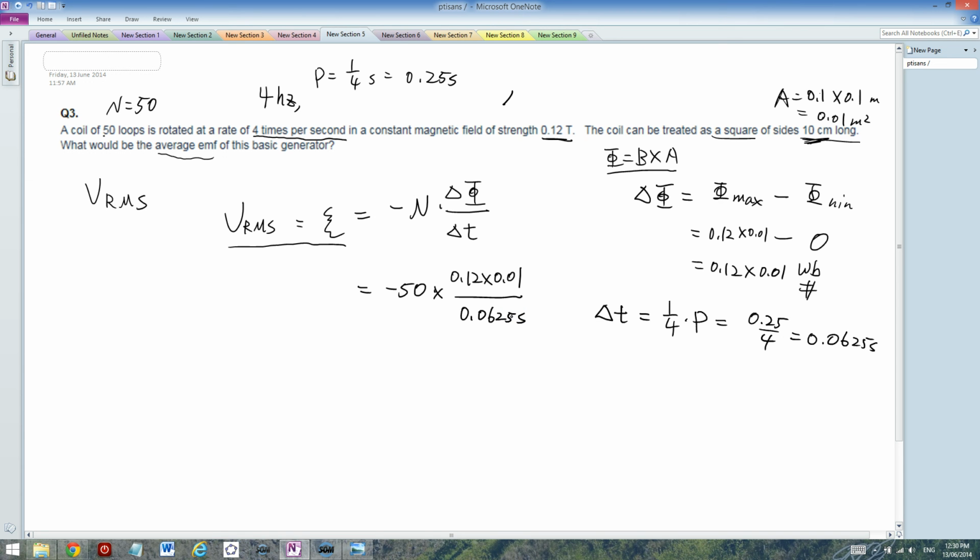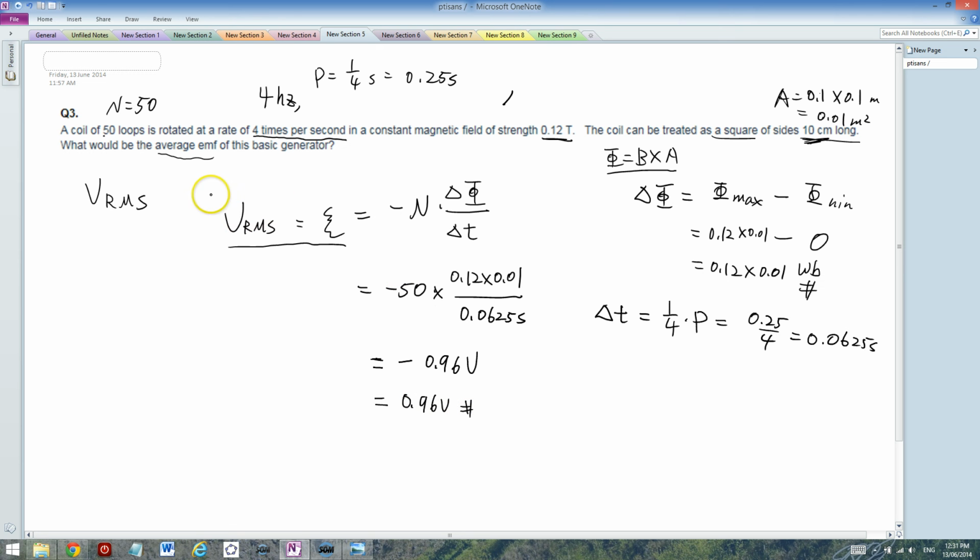If you put all these values in, you have minus 0.96 watt. But we are finding the average. In an AC alternator, this formula is for average voltage. The average voltage should be positive. It's always positive for AC current. So just change it to 0.96 watt.